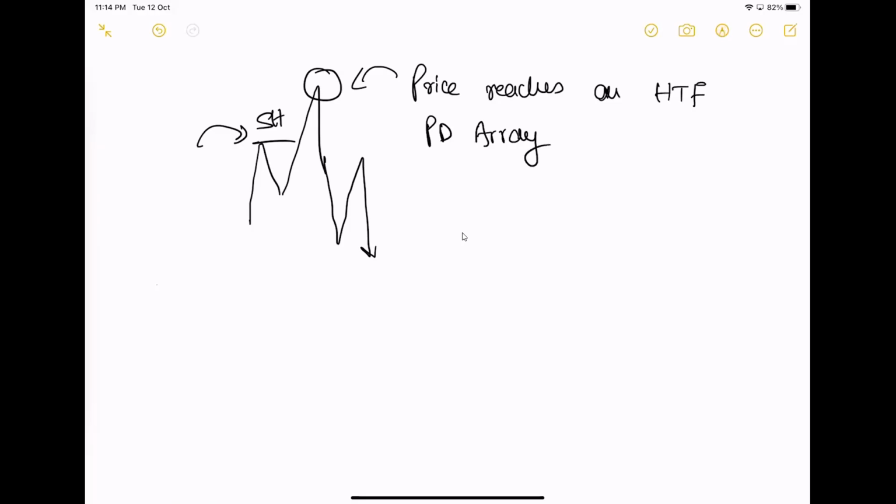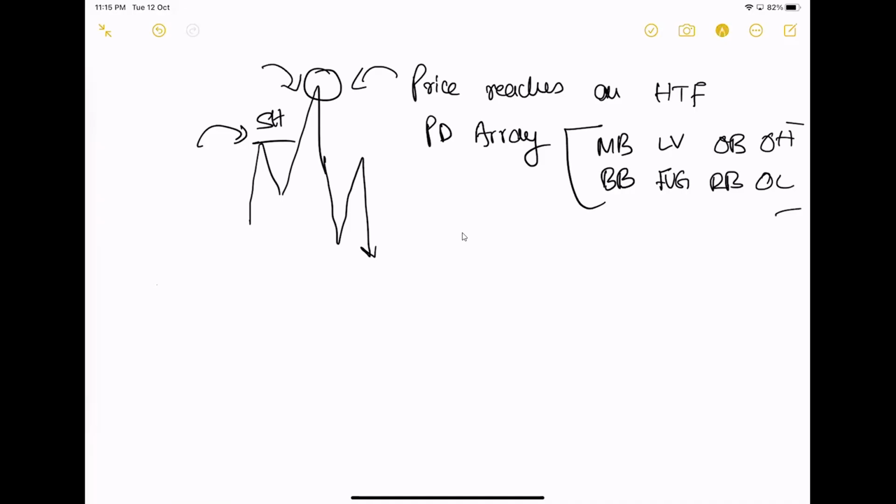And so what's the higher time frame PDRA? You have mitigation block, breaker block, liquidity void, fair value gap, order block, rejection block, and then hold high or low. So what does smart money do? Smart money takes out stops from here in order to reach a higher time frame PDRA.